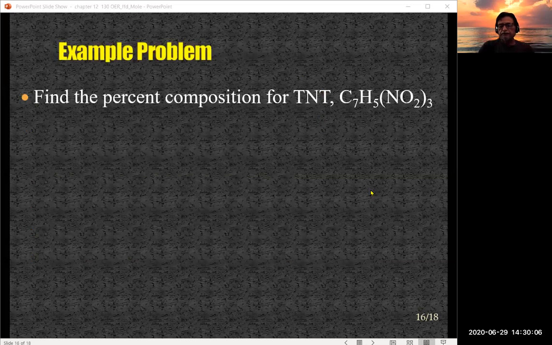All right. So let's find out the percent composition of TNT. You might be familiar with this. This is a good old fashioned dynamite. It stands for trinitrotoluene. And anybody by chance know who discovered TNT?